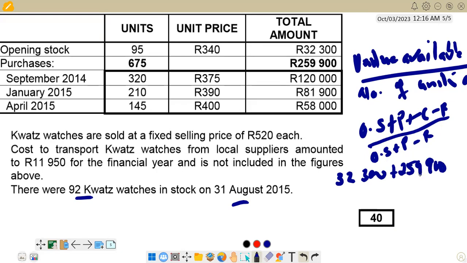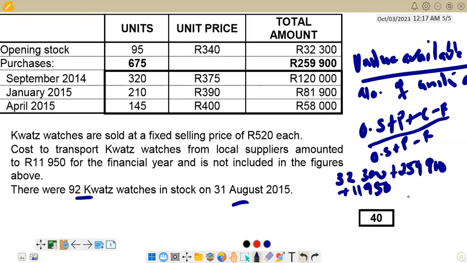And then we try to see if we have got some carriages and some returns. They're saying here that quartz watches are sold at the fixed selling price. This is the selling price. Then you go below that, it is saying the cost to transport quartz watches from local suppliers amounted to 11,950. So it means here we are supposed to add 11,950, and that is what we have. We don't have any returns.